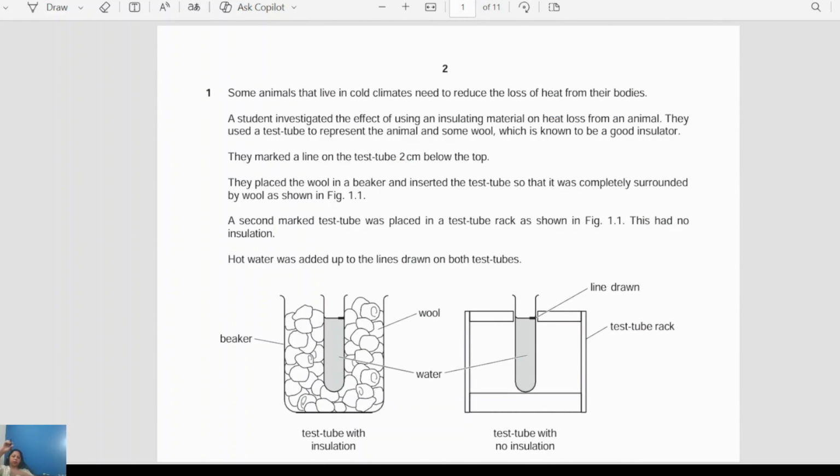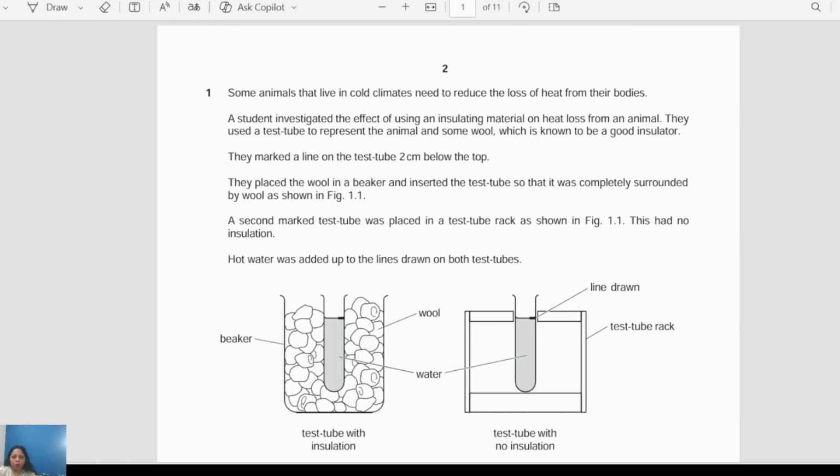So this is another paper for ATP. Some animals that live in cold climate need to reduce the loss of heat from their bodies. And a student investigated the effect of using an insulating material on the heat loss of an animal. So for insulating, they have used wool. And they have placed the test tube inside that beaker.